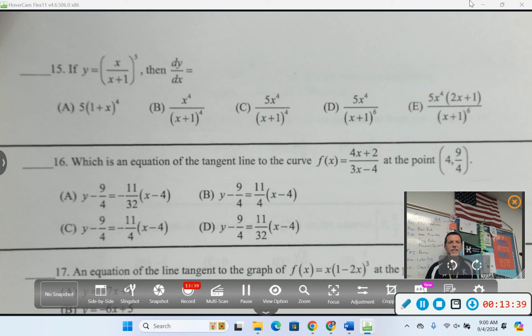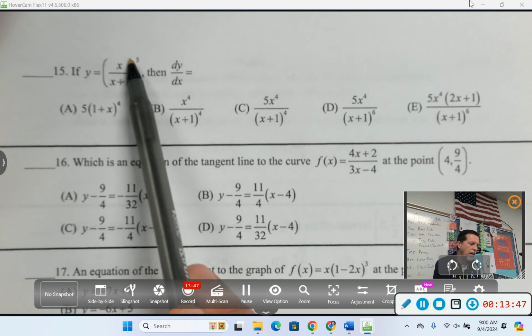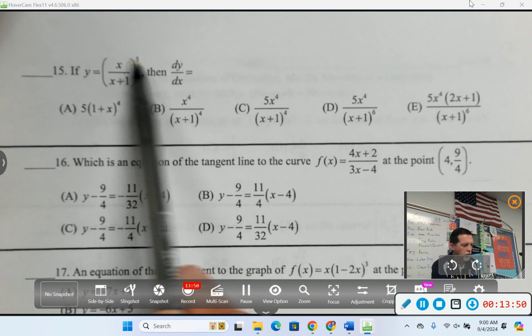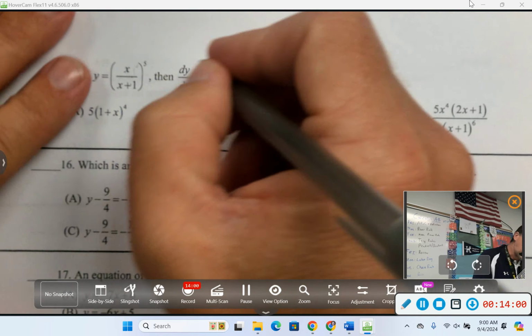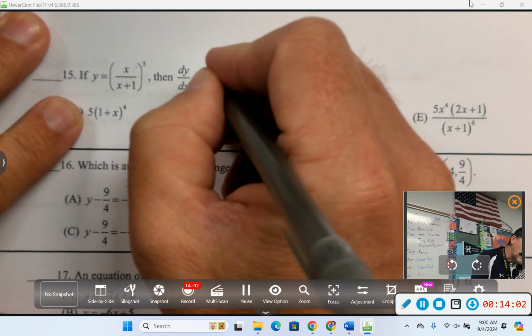How do you want to do 15? It's actually an option here. We could do chain rule: 5 times all that to the 4th times the derivative of that. Or we could put the 5th on each one. Still have to do the quotient rule. I don't know. Let's just do chain rule.